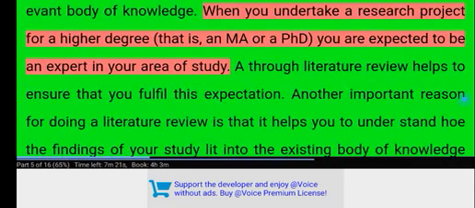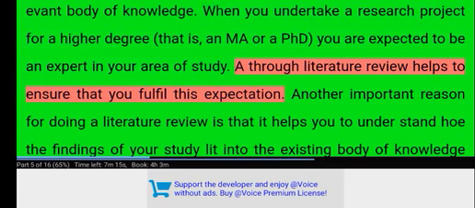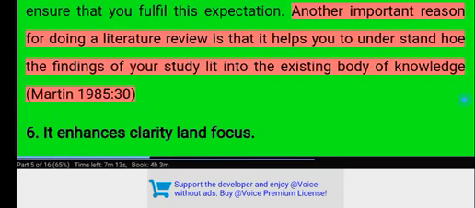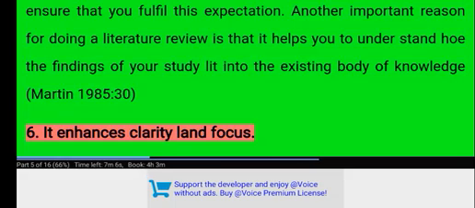When you undertake a research project for a higher degree, that is, an MA or a PhD, you are expected to be an expert in your area of study. A thorough literature review helps to ensure that you fulfill this expectation. Another important reason for doing a literature review is that it helps you to understand how the findings of your study link into the existing body of knowledge (Martin, 1985: 30). 6. It enhances clarity and focus.